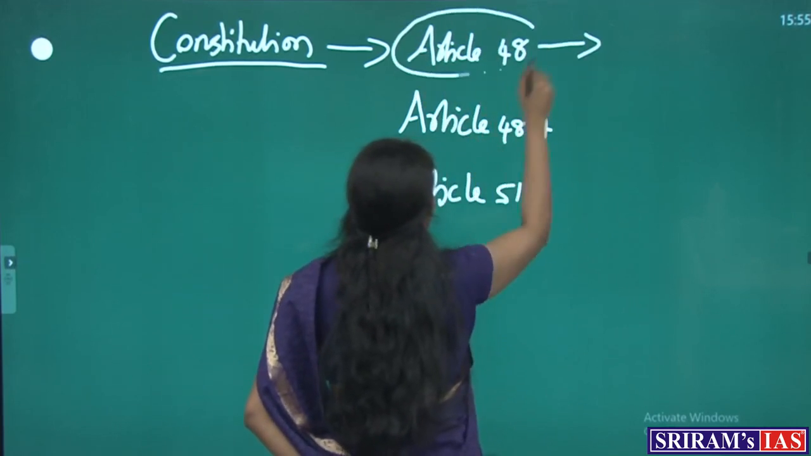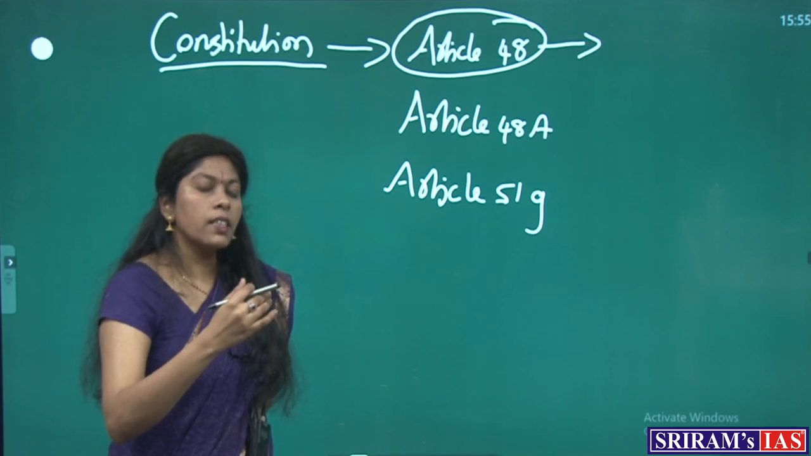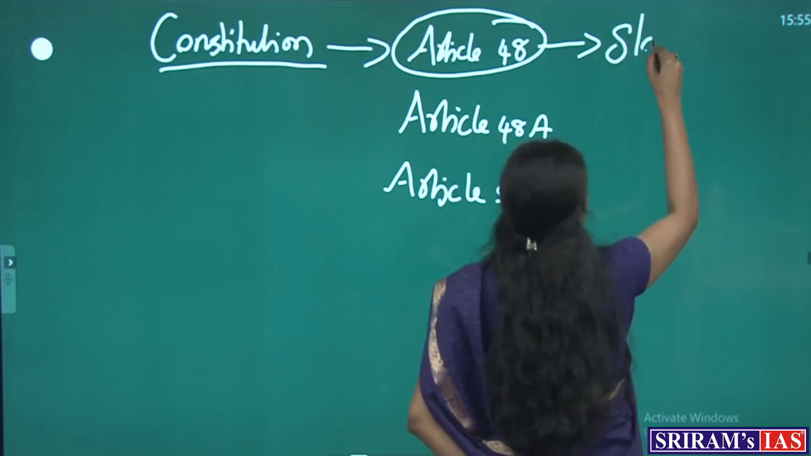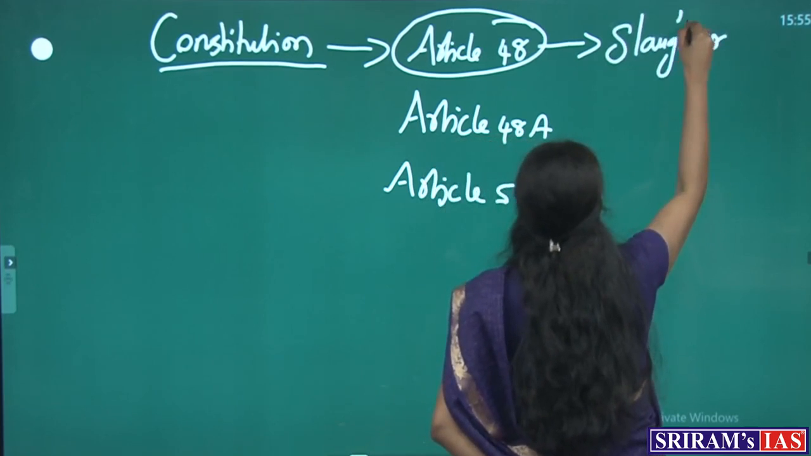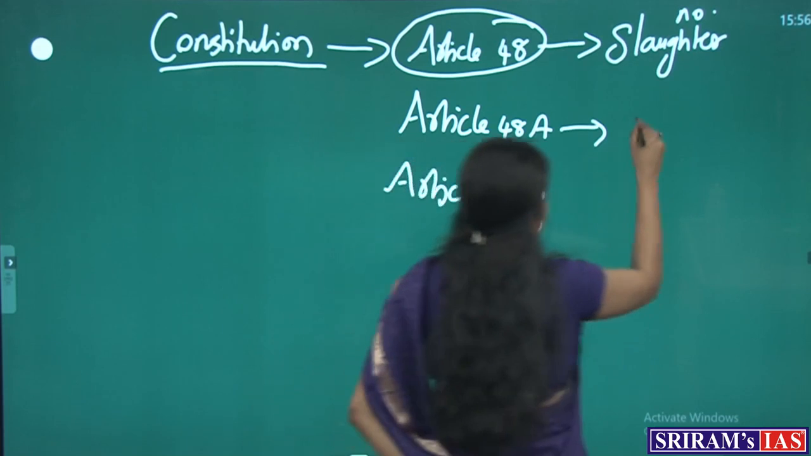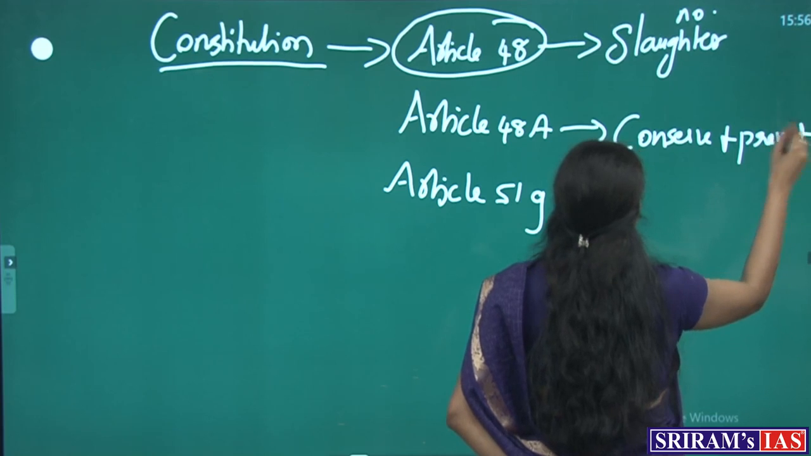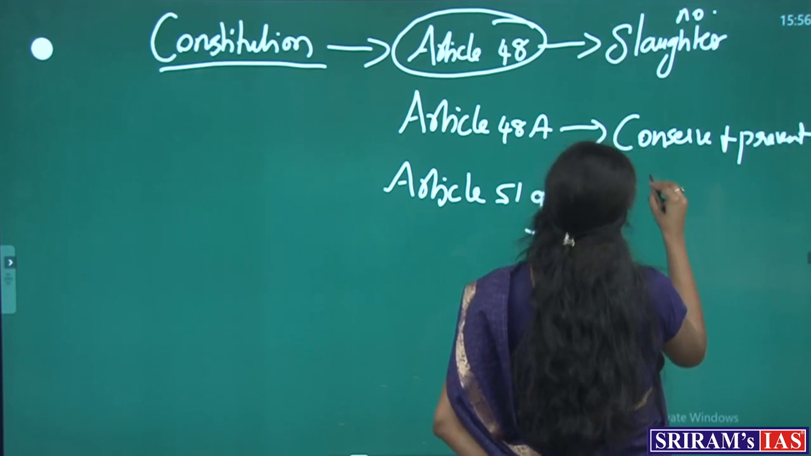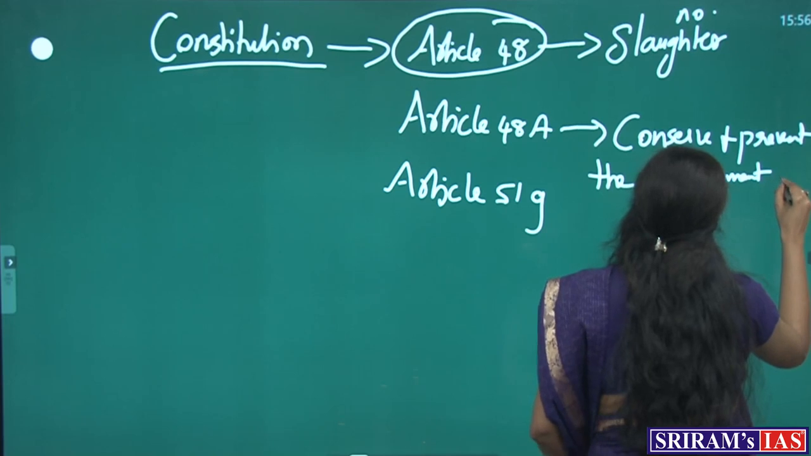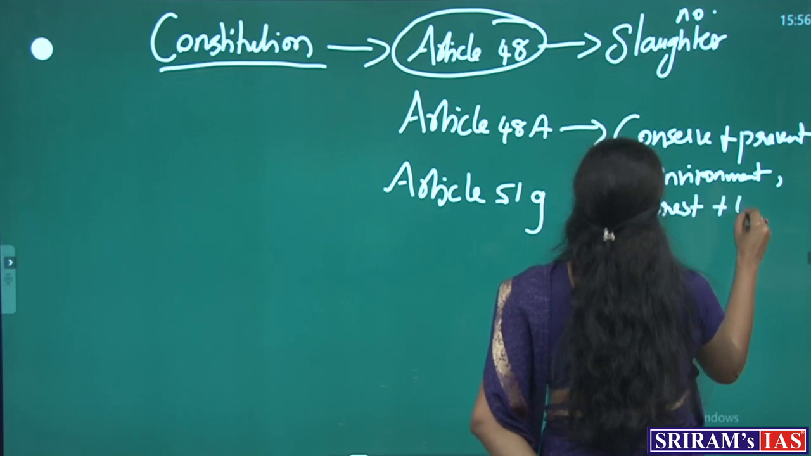See, Article 48, what is it saying? It is saying prevent the slaughter of cows and milch animals. Okay, slaughtering has to be prevented. Why? To improve the breed. So, no slaughter. 48A is talking about conserve, prevent or protect the environment, along with forest and wildlife.